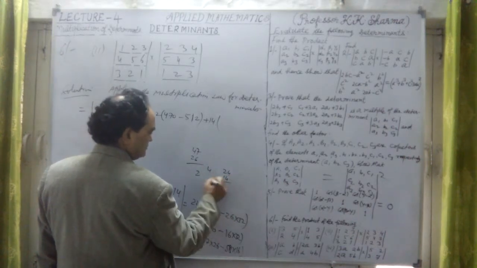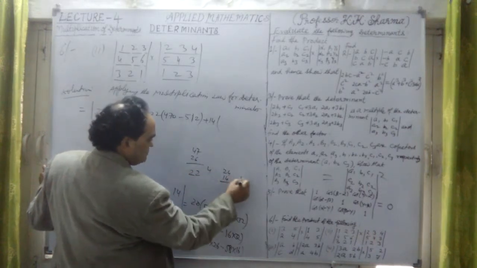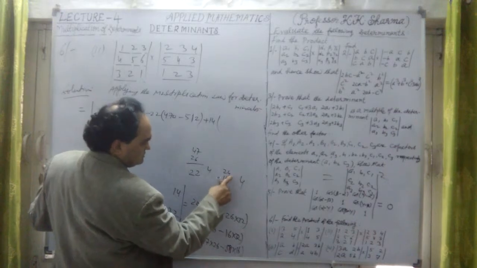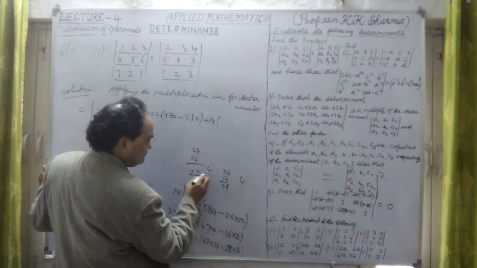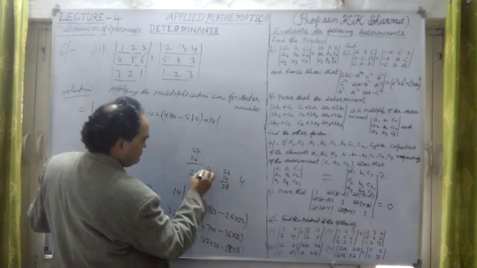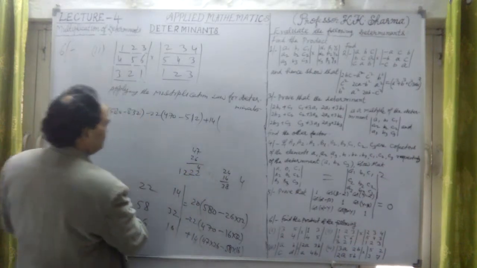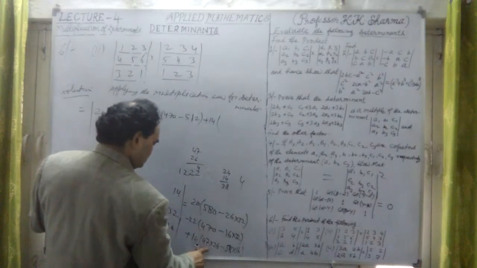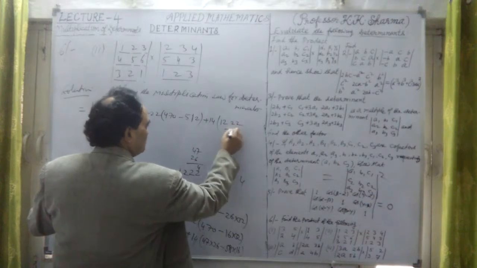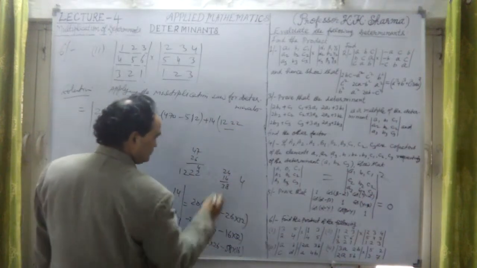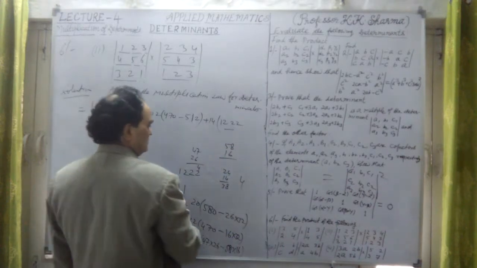38 plus 4 is 42, again 2, 4 carry. Now 4 to the 8, 8 and 4 to the 12, 22. It was 12, 22, 47 into 26. 12, 22, minus sign. And then 58 into 16. Now let me multiply.